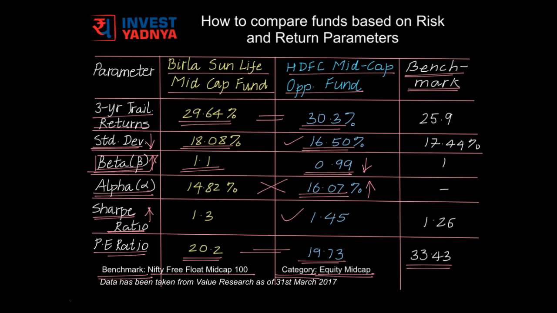Looking at all these parameters together implies that HDFC Midcap Opportunities Fund is able to produce the same amount of returns for lower risk taken. Now the lower risk taken is also evident from the beta value, which indicates that this particular fund will fall less when the markets fall. And so, based on all these current values, HDFC Midcap Opportunities Fund seems to be a better choice.